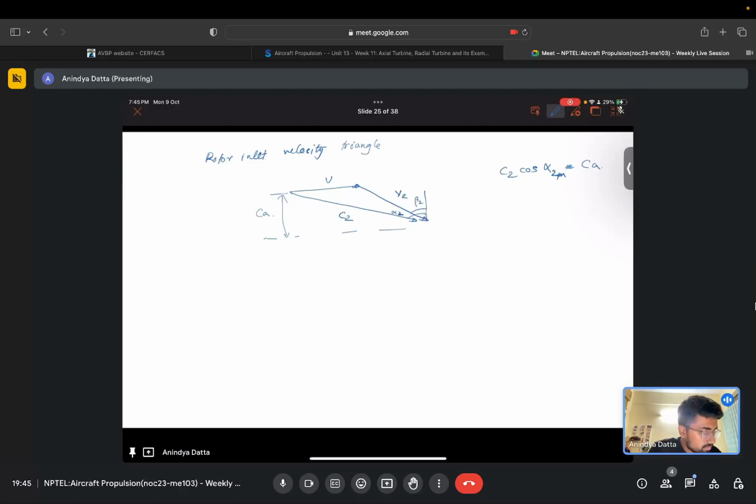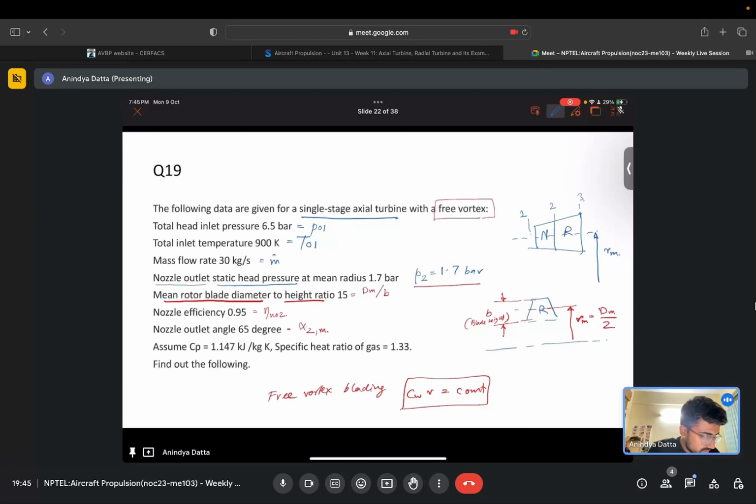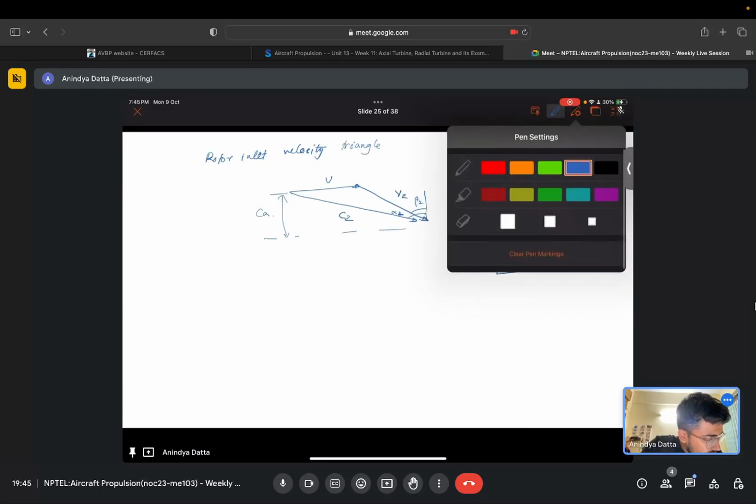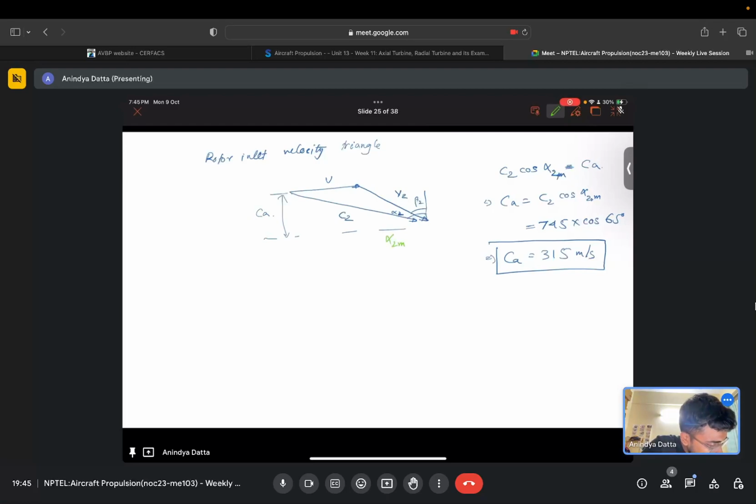Okay, so remember, this is what is given: the nozzle outlet angle alpha 2, which is 65 degree. We know C2, so Ca will be equal to C2 cos alpha 2. C2 is 745 into cos of 65 degree. So this will give us Ca as 315 meter per second. Here alpha 2 is 65 degree. Okay, is it clear till this point?